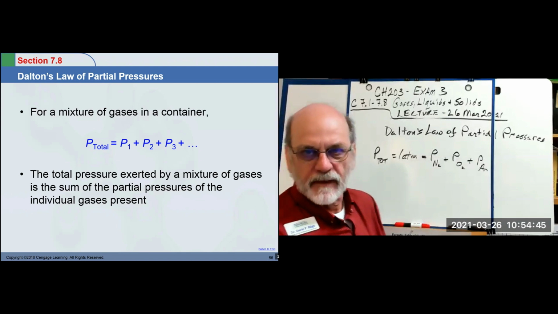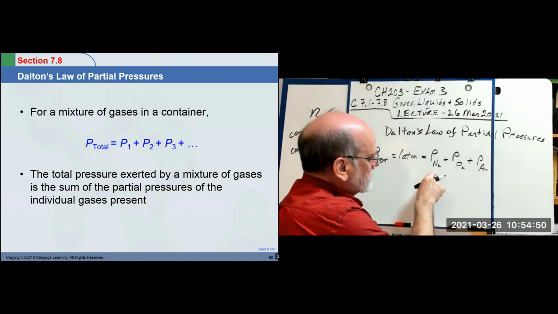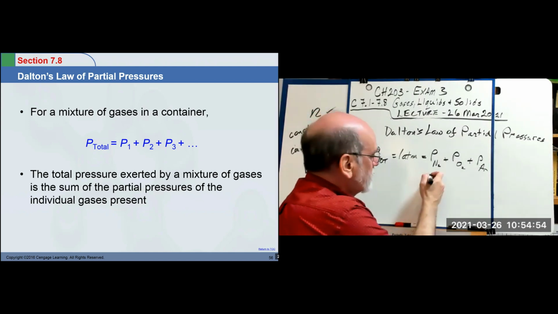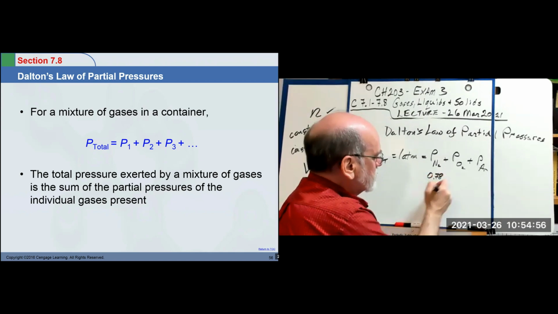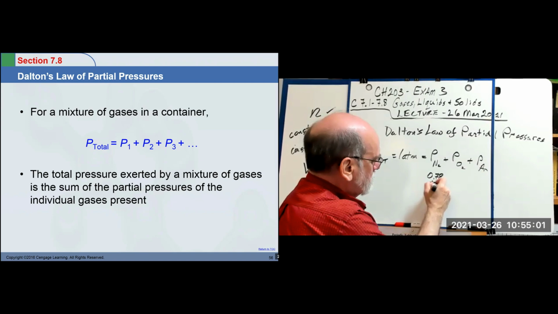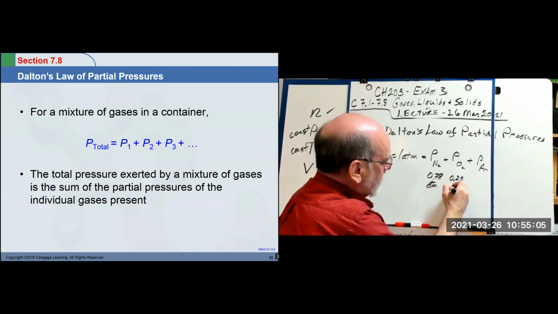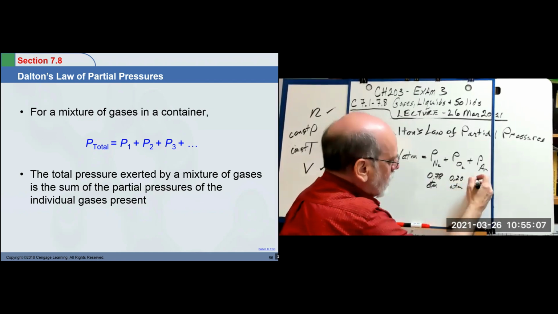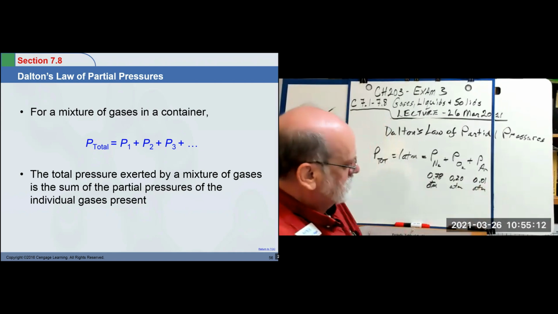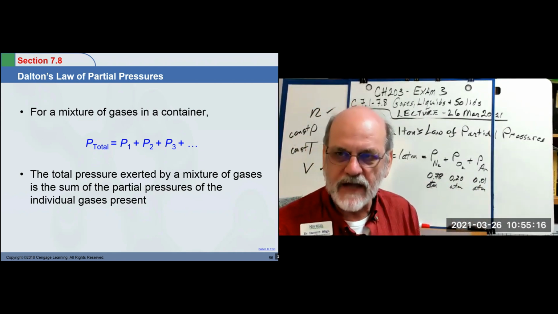So at sea level, the composition of gas is: nitrogen is 0.78 atmospheres, and oxygen is 0.2 atmospheres, and argon is 0.01 atmospheres. Add those up, you get 1 atmosphere. That's what Dalton says.